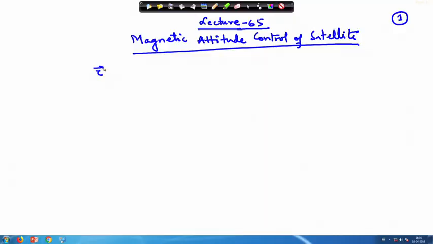We have been working on satellite attitude control using magnetic torquer. In that context, we looked into some preliminaries and the basic requirements for magnetic attitude control, the satellite dynamics, how the magnetic torque acts, and the conditions under which magnetic torque may not be available. The torque tau is given by m cross b. If m becomes parallel to b, this torque vanishes.